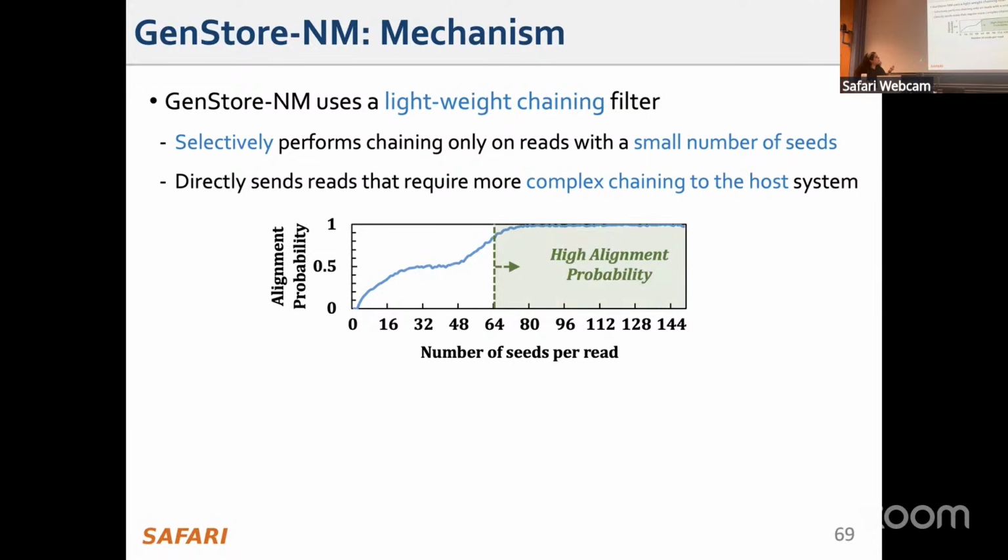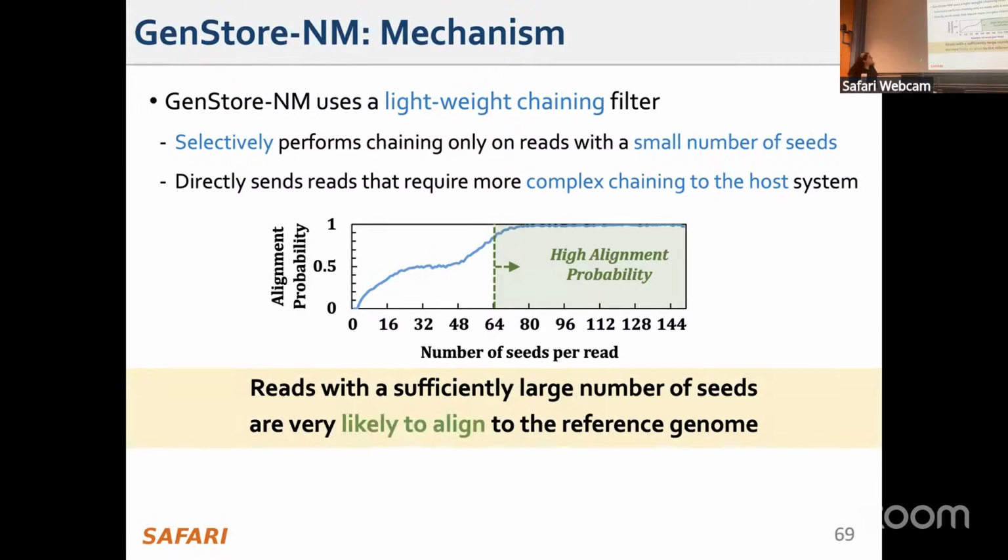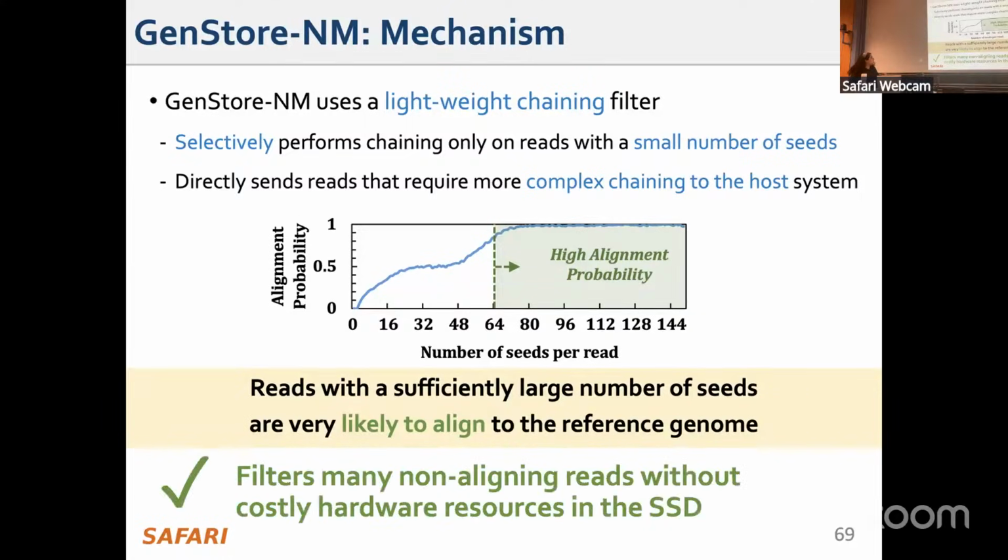If you have many seeds per read, then you most likely would align anyway. So you need to go to the host system or any other mapping accelerator or whoever is doing your mapping to do alignment anyway. So why would we need to do chaining for those reads inside the SSD if they need to go through the whole computation anyway? So we choose to do this selective filtering only for reads with a small number of seeds. And that on its own actually helps us to filter many non-aligning reads without expensive hardware resources in the SSD.